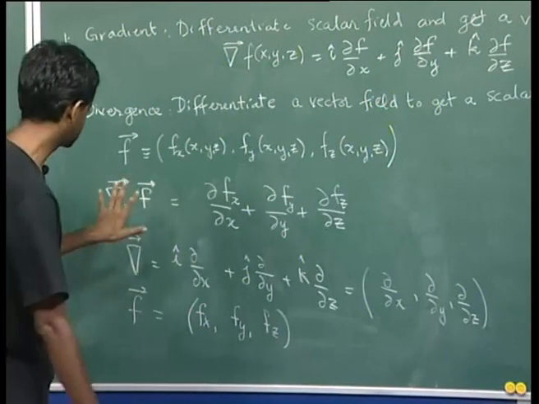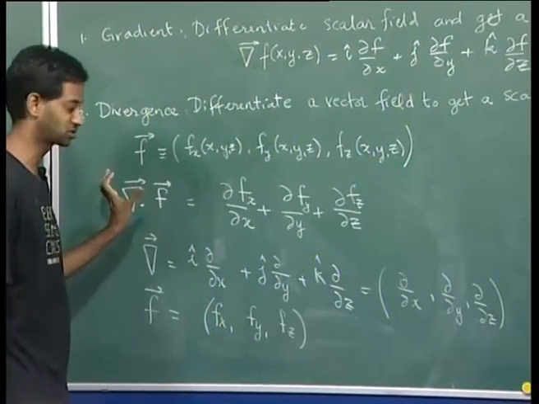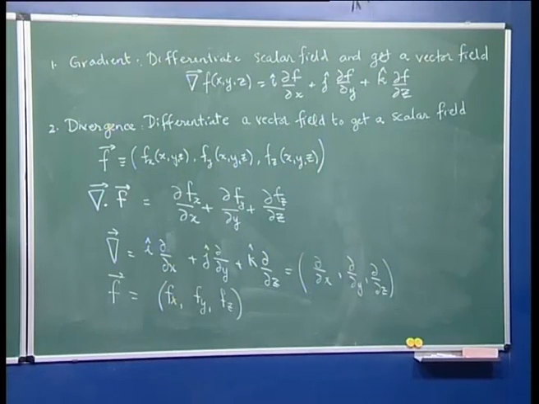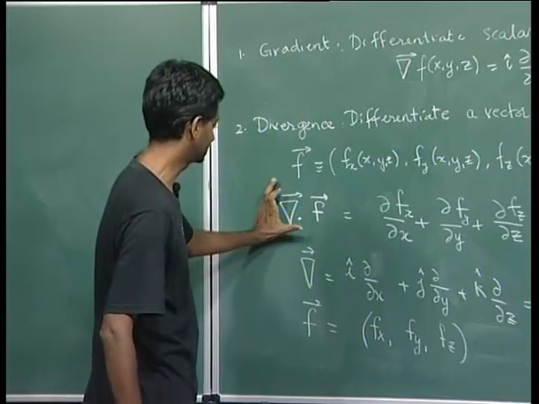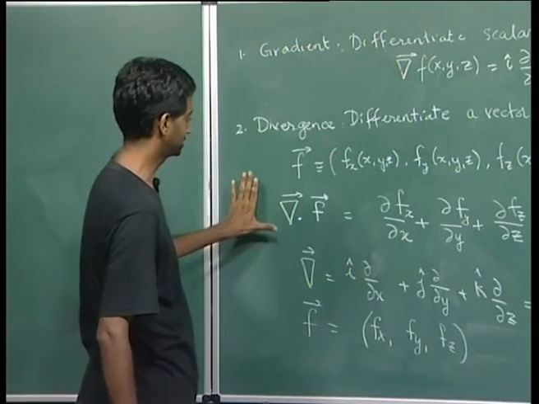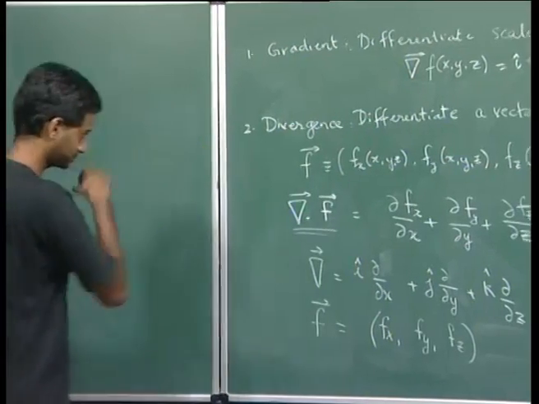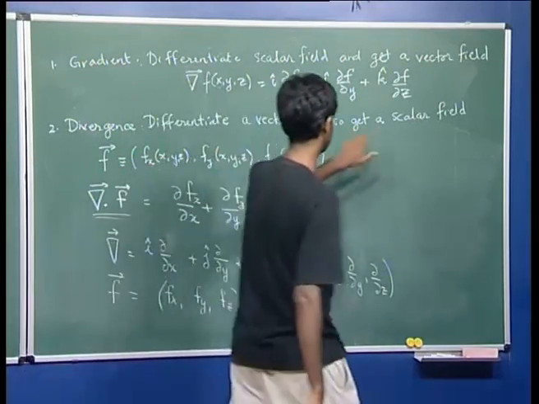However, you should know that this is not actually a dot product, because a dot product by definition should be commutative, which is not the case in this case. Okay. So it's not a dot product, but this symbol is used because it's a very short notation and it's very convenient. Okay. So this is the divergence. So in the divergence, you differentiate a vector field and you get a scalar field.